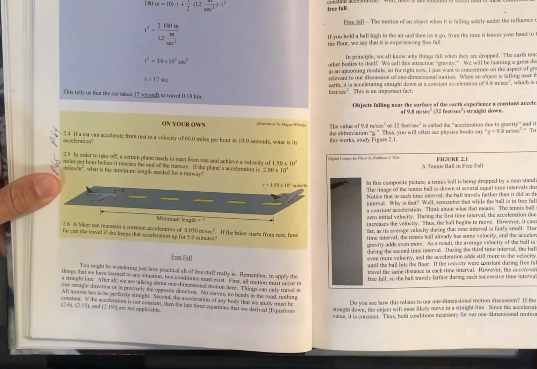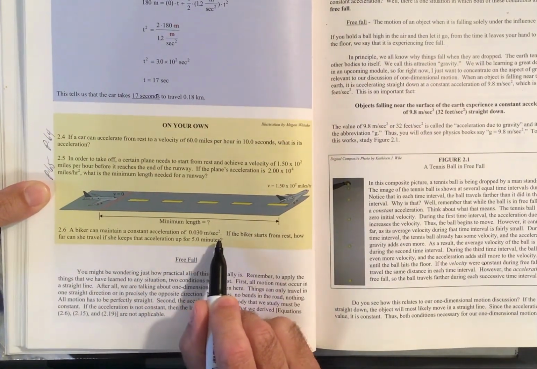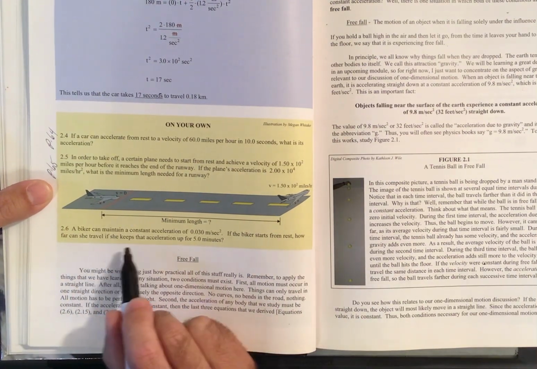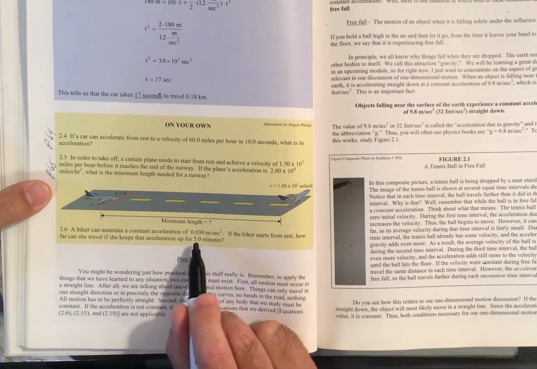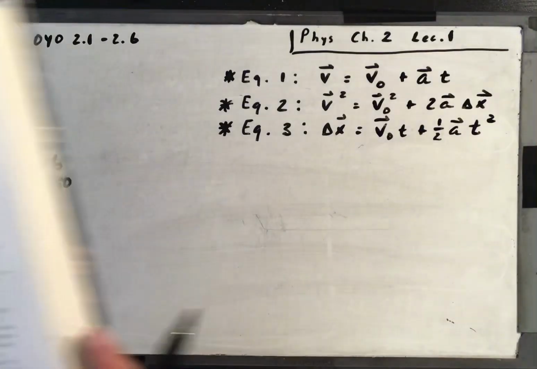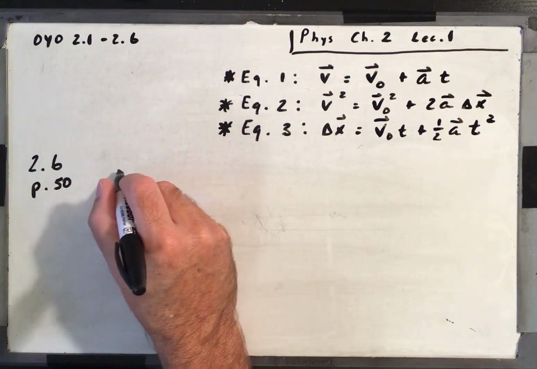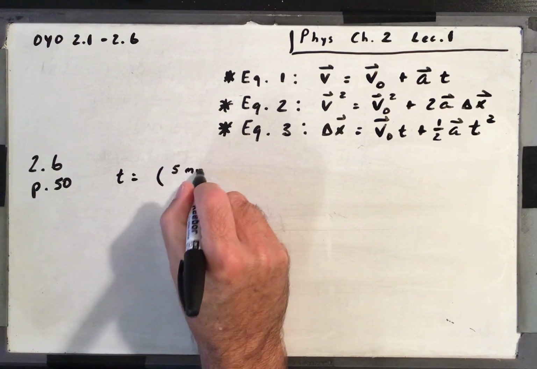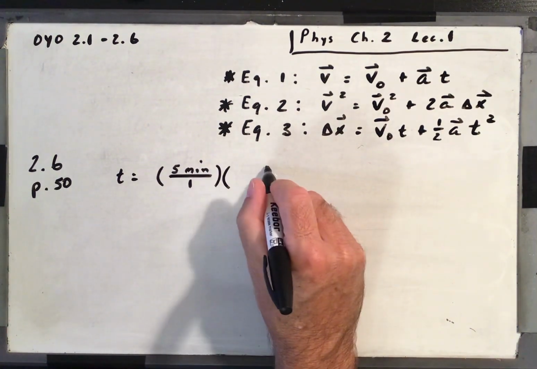All right, 2.6 says a biker can maintain a constant acceleration of 0.03 meters per second squared. If the biker starts from rest, how far can she travel if she keeps that acceleration up for 5 minutes? So I see we're going to have to make a conversion. We have minutes and we have seconds. It's pretty easy to change time into seconds. So time is, we got 5 minutes. We want to get that into seconds.